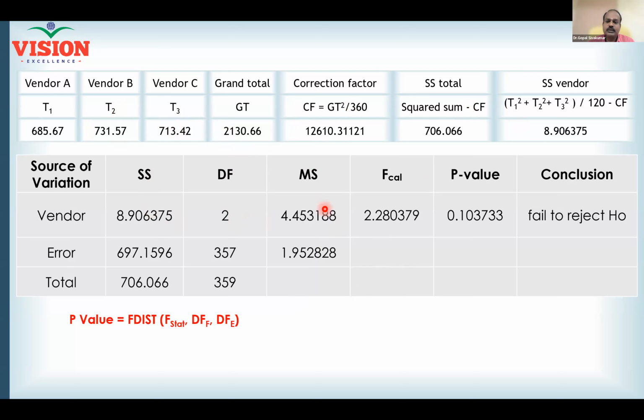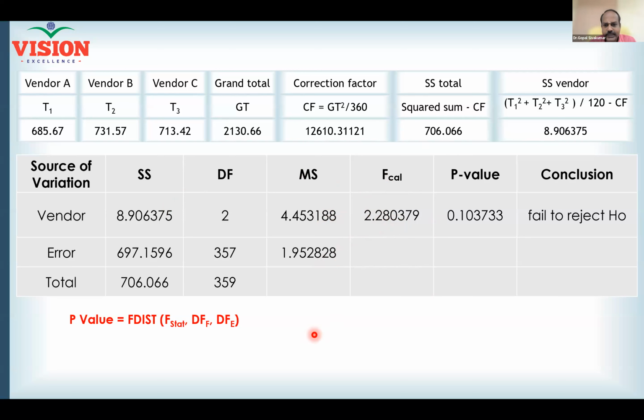8.9 divided by 2, can it be 4.5? Yes. And the 4.5 divided by 1.95, can it be 2.28? Yes. This is known as the F score. You remember earlier also we said the difference between the groups divided by the difference within the groups.